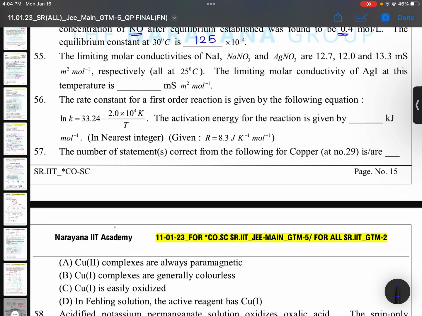The limiting molar conductivities are given. The limiting molar conductivity of AgI at this temperature is very simple. NaI, NaNO3, AgNO3. Go for addition. Which two do we need to add? NaI and AgNO3, add these two. So 12.7 plus 13.3, so this is nothing but 26, minus, we need to remove this 12. So that will become 40. Kohlrausch law.